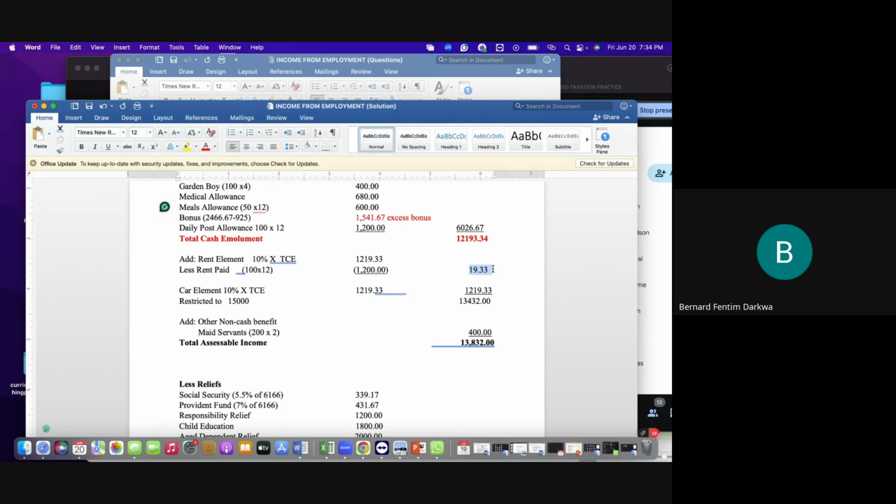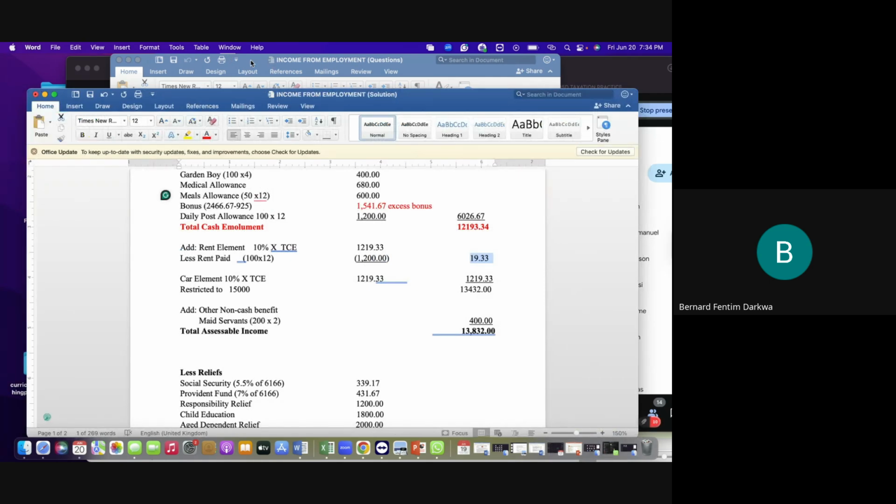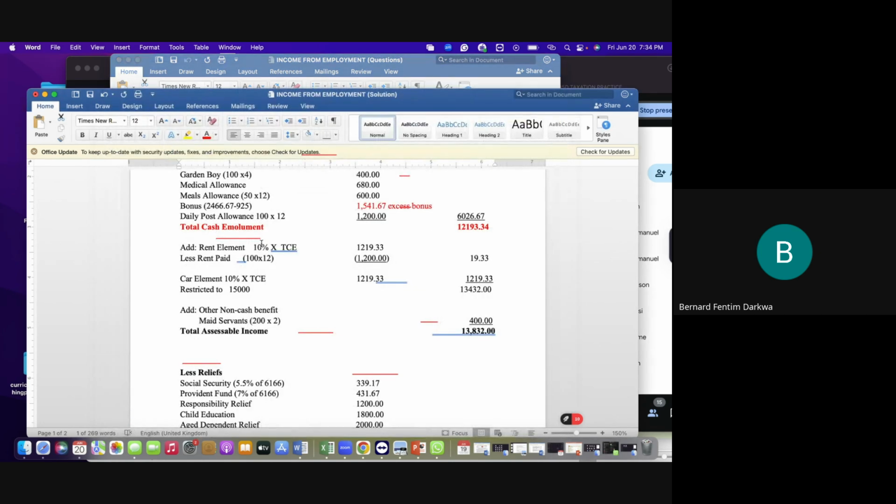You understand what I'm saying? So if you get a question and the person is not paying anything in advance for rent, let's assume that he was provided well-furnished accommodation by his employers. That's all. He was not paying anything in advance. Then when we come here, 10% of the TCE, that's all.